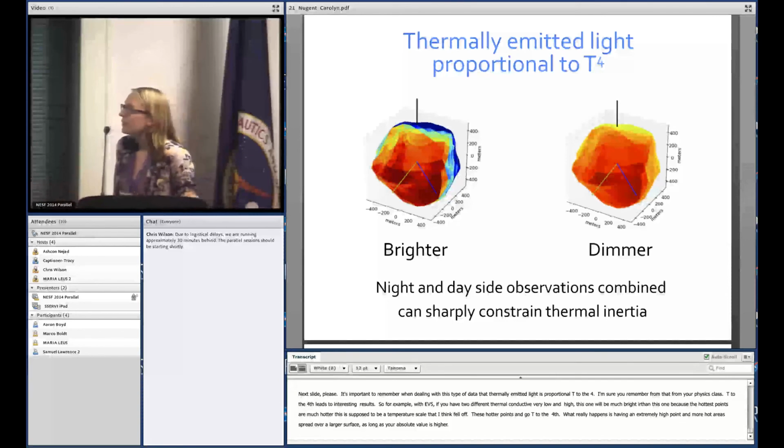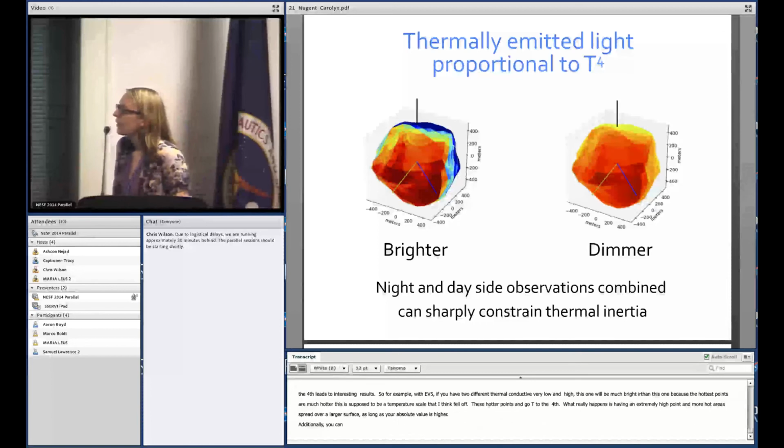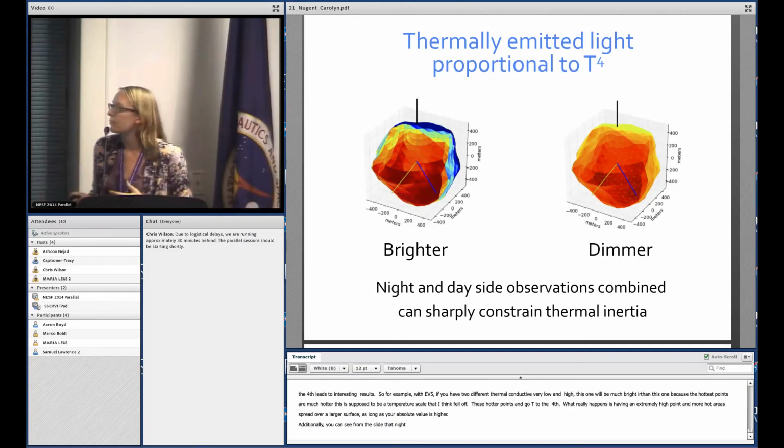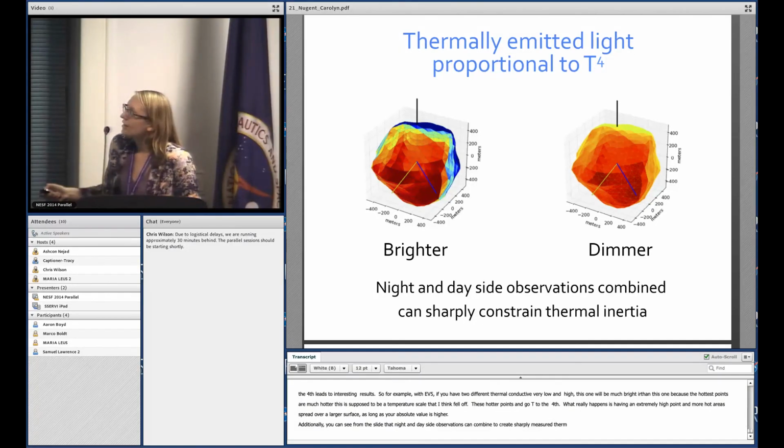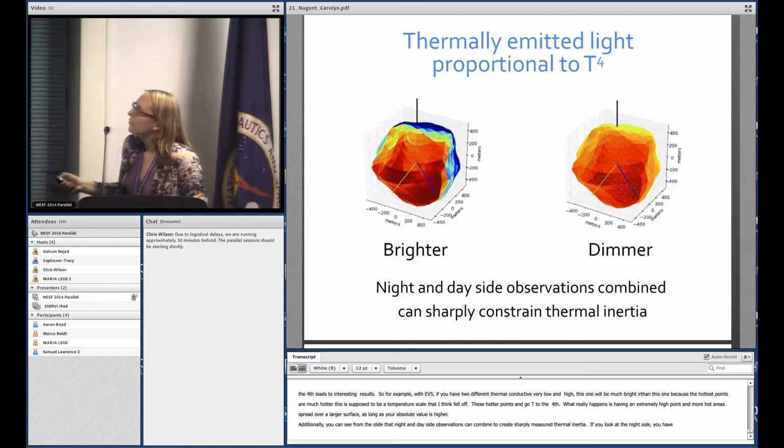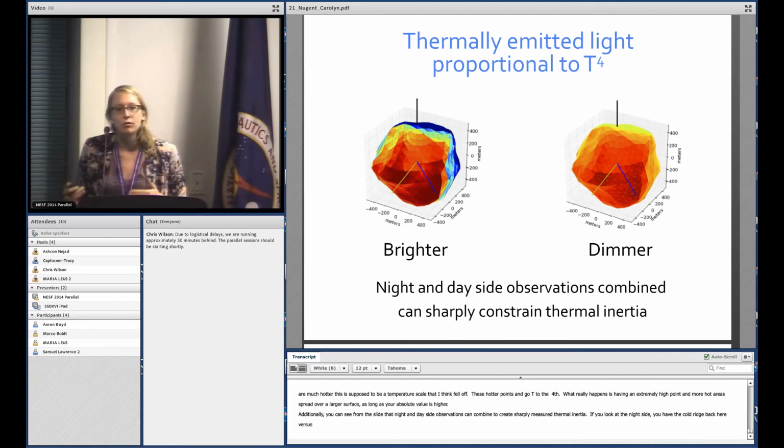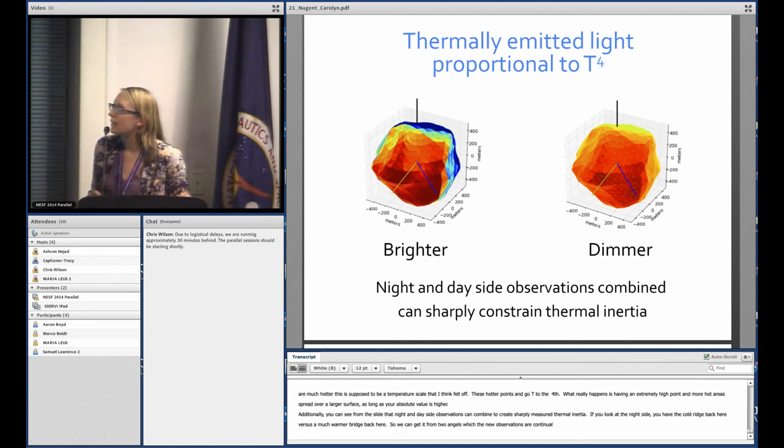Additionally, you can see from this slide that night and day side observations can combine to create sharply measured thermal inertia. If you look at the night side of this object, it's very cold. You have this cold ridge back here versus a much warmer ridge back here. So if we can get it from two angles, which the NEOWISE new observations are continually adding to, this really can constrain our values. Next slide.